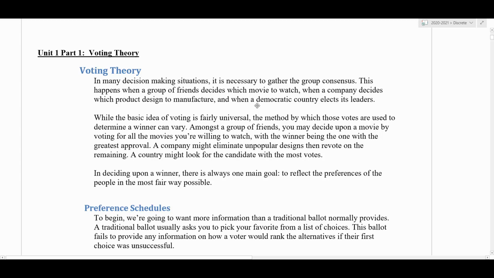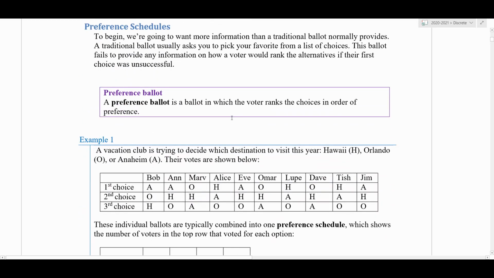All right. So to begin with here, we're going to talk about something called a preference schedule. And a preference schedule is simply a way in which the people who are voting rank the different choices that they have in order of preference. Okay, so you see this definition here called a preference ballot. All right, and instead of just picking your favorite like we do here in the US, you take all of the choices that are available to you and you rank them from your most desirable to your least desirable choice. All right, so let's take a look at an example of that and see how it works.